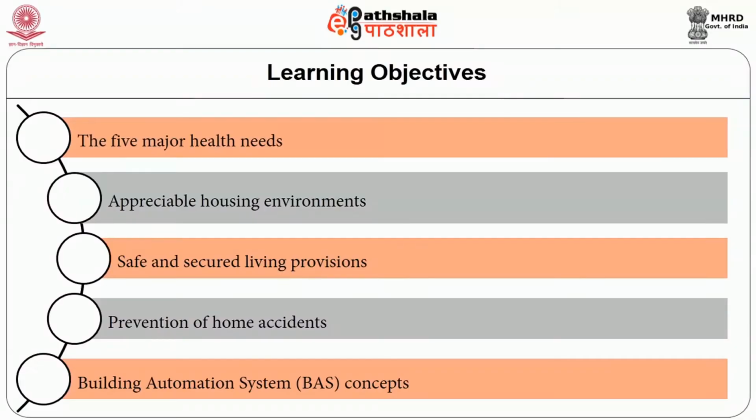The housing aspects planned have to focus on these issues and facilitate their provision and implementation to protect and preserve the health of the residents. This session delineates the measures that can be adopted. The 5 major health needs: appreciable housing environments, safe and secured living provisions, prevention of home accidents, building automation system concepts.